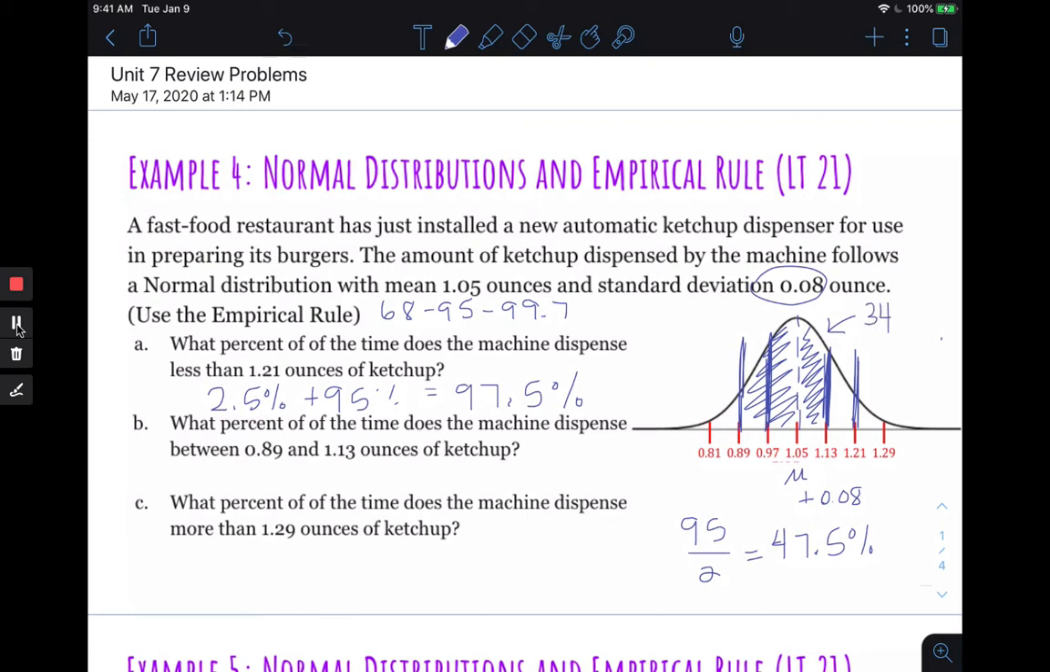So now I'm just going to fill in these percents because this looks a little messy now. Okay, so from here to the mean is 47.5 because that's half of 95%. And then from the mean to 1.13, to 1 standard deviation above the mean, is 34%. And we want to add those together. So 47.5 plus 34% is 81.5%.